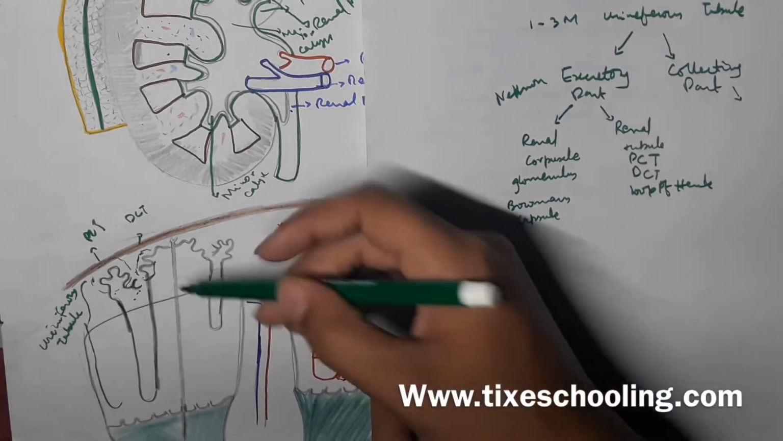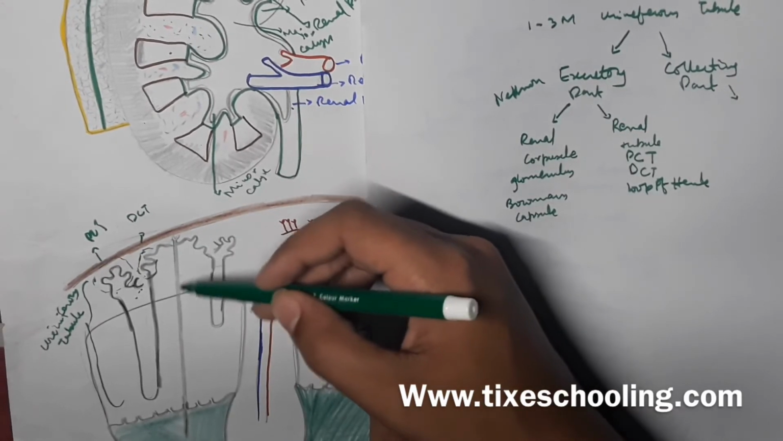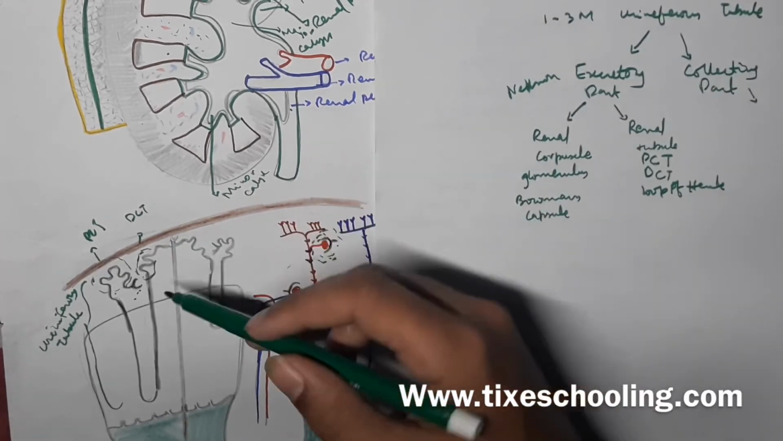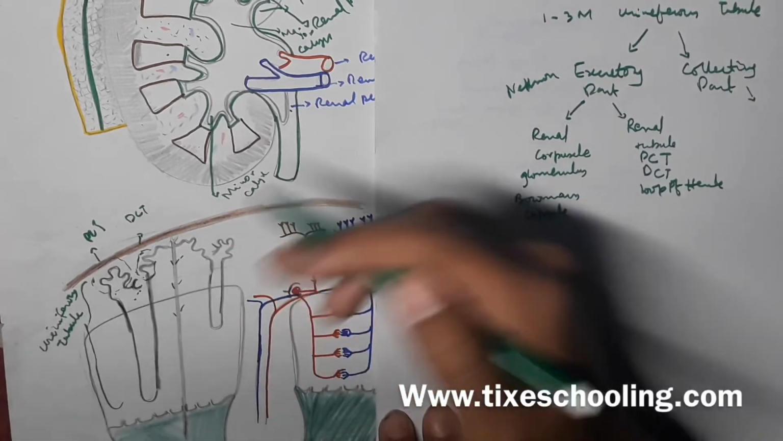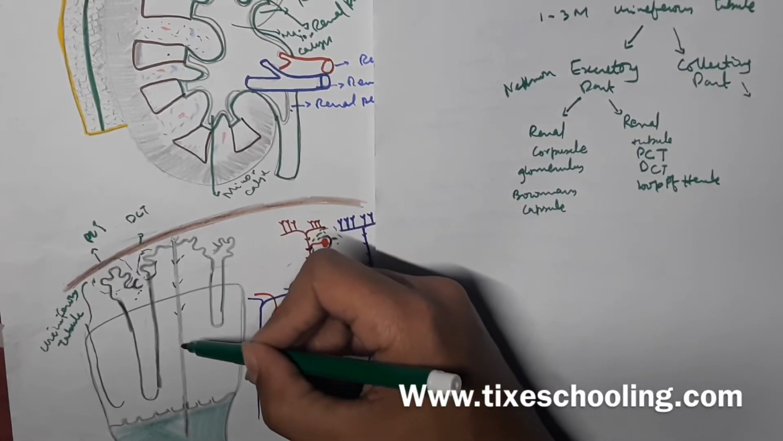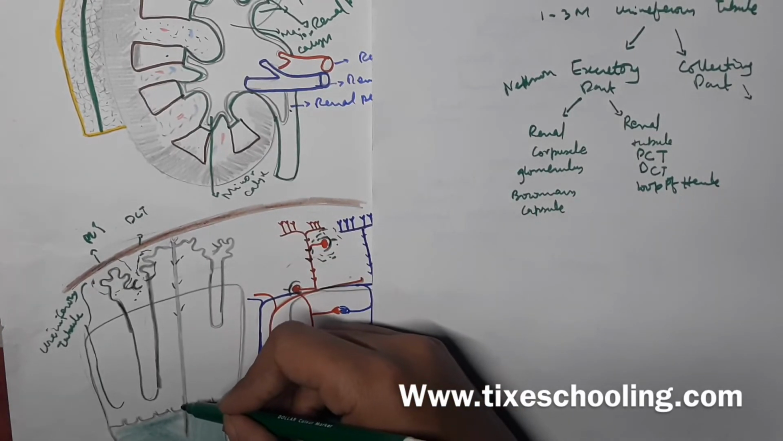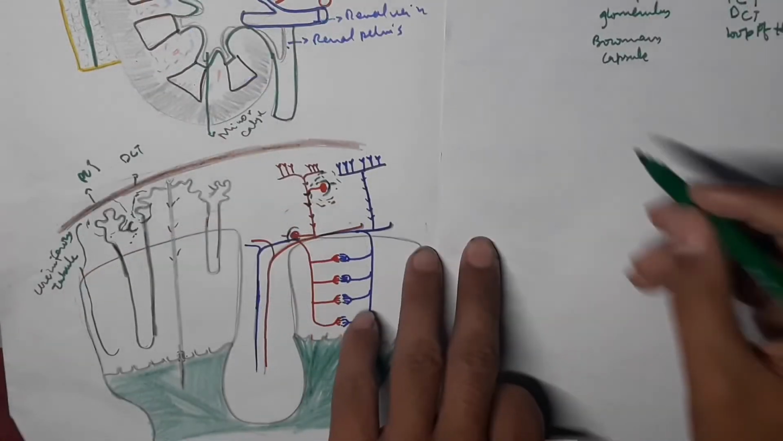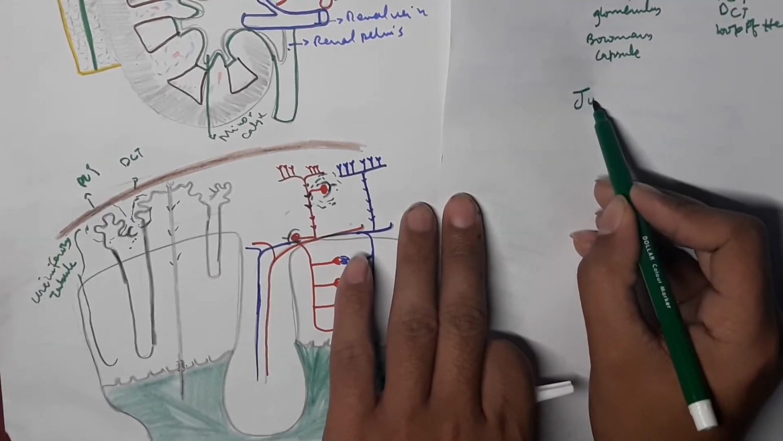So these tubules combine to form the ducts of Bellini, which are called the collecting duct. There are many nephrons which combine to form this one. This is called the ducts of Bellini. These ducts open into the minor calyx through the renal papillae.